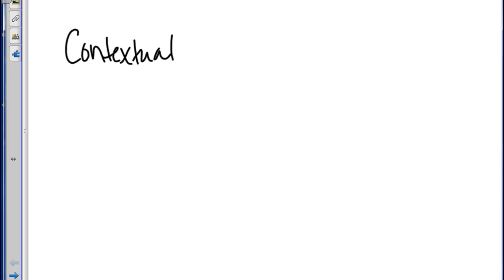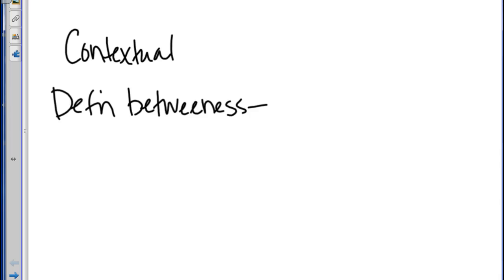The first thing that you'll need to add is the definition of betweenness. All right, definition of betweenness. So go to your definitions page, and let's add this definition in. In words, point R is between points P and Q if and only if R, P, and Q are collinear.